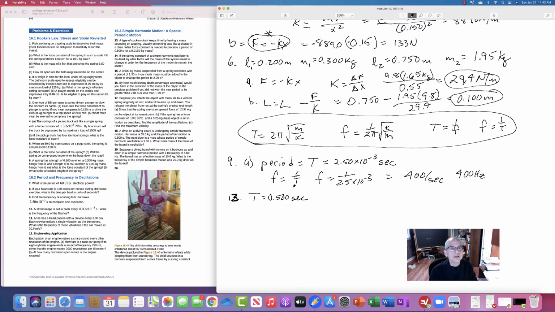And the mass is 0.0150 kilograms. So the question here is, what is the spring constant? As I said, one of the key formulas is the period is going to be equal to 2 pi times the square root of the mass over the spring constant.